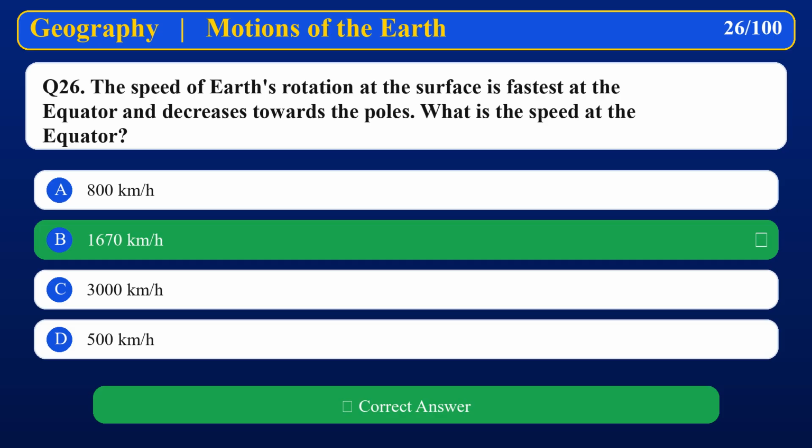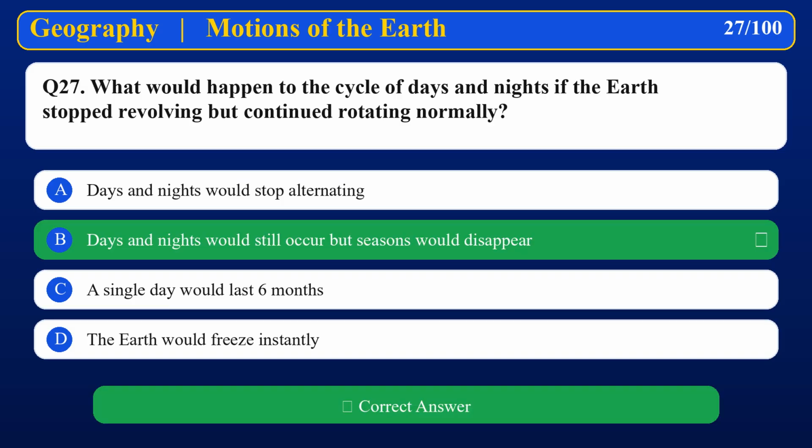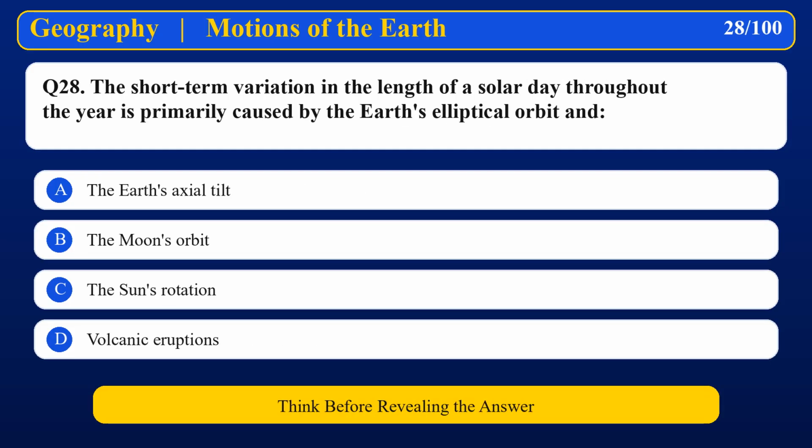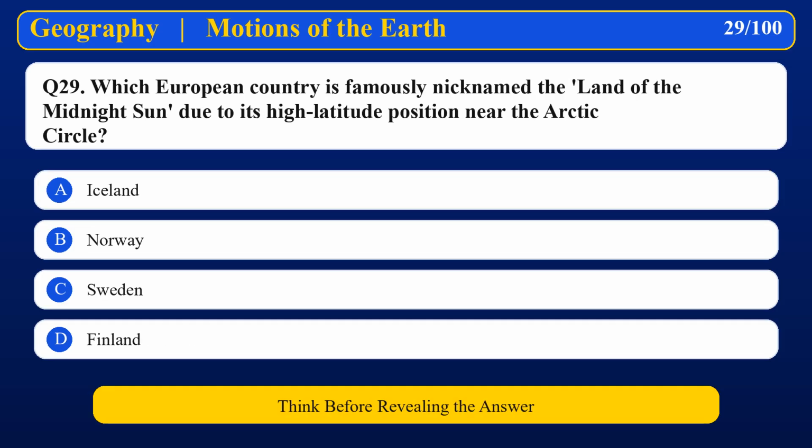1670 kilometers per hour. What would happen to the cycle of days and nights if the Earth stopped revolving but continued rotating normally? Days and nights would still occur, but the variation in the seasons would disappear. The short-term variation in the length of a solar day throughout the year is primarily caused by the Earth's elliptical orbit and the Earth's axial tilt.